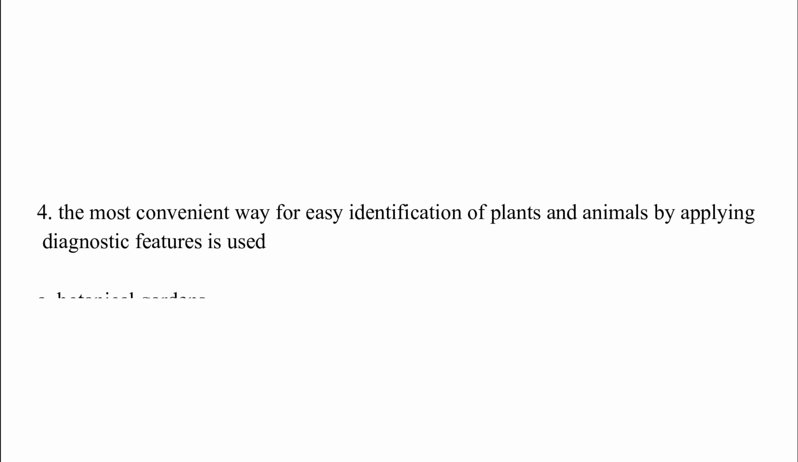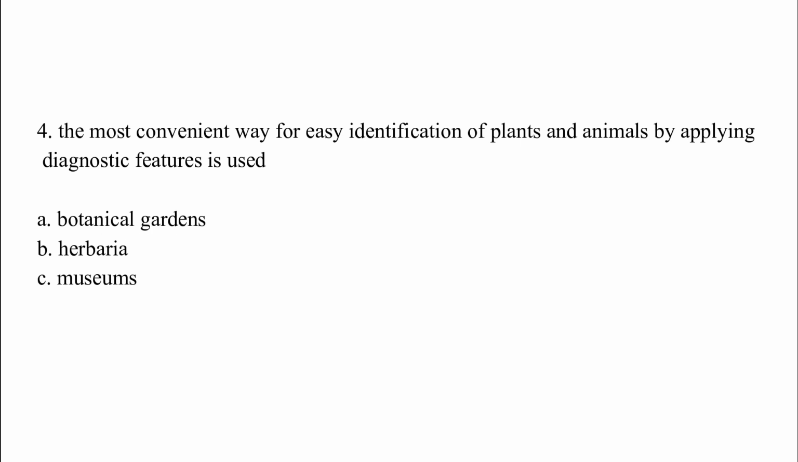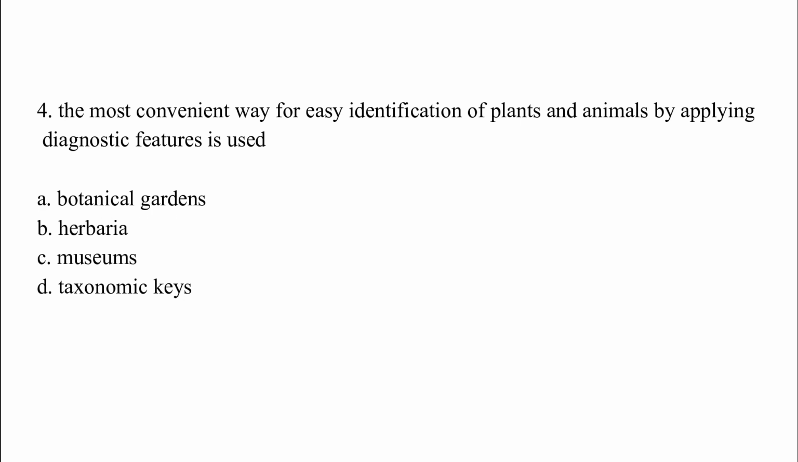The most convenient way for easy identification of plants and animals by applying diagnostic feature is used. Option A. Botanical garden. Option B. Herbaria. Option C. Museum. Option D. Taxonomic key. The correct answer is option D, which is taxonomic key.